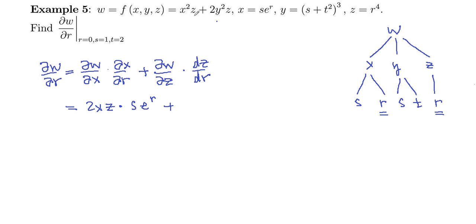dw/dz, so z derivative here. So this is a constant times z. You differentiate a constant times z, you get the constant, x squared. And this is a constant times z. You differentiate, you get the constant, 2y squared. And then dz/dr on the end, 4r cubed.